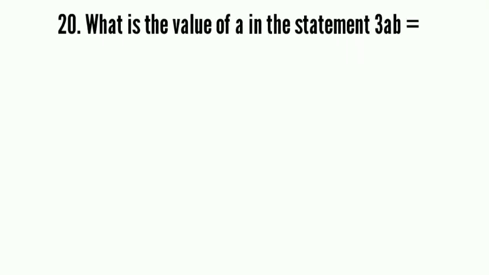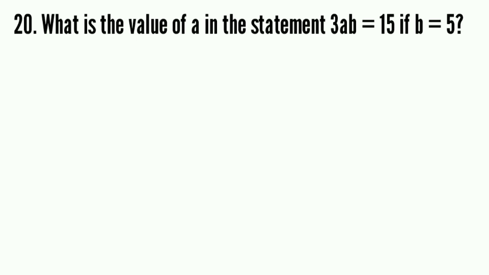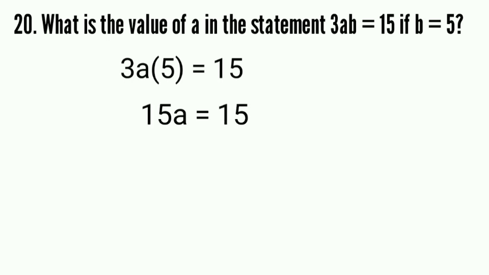Number 20 problem. What is the value of A in the statement 3AB is equal to 15 if B is equal to 5? Let's just substitute the value of B into the given. Magiging 3A, then palitan natin yung B ng 5 is equal to 15. Then let's multiply. 3 times 5 is equal to 15. Then copy natin yung A is equal to 15.